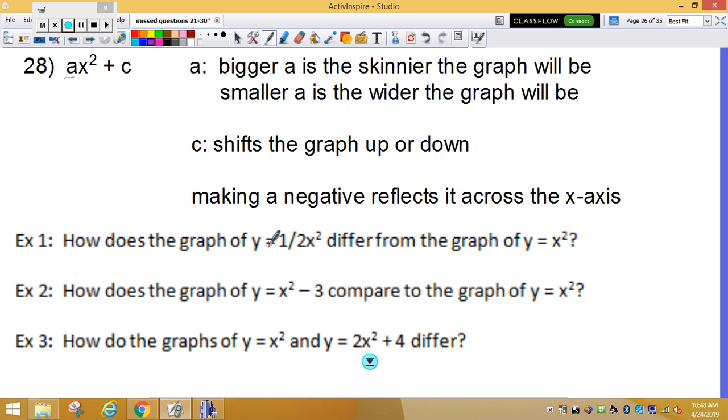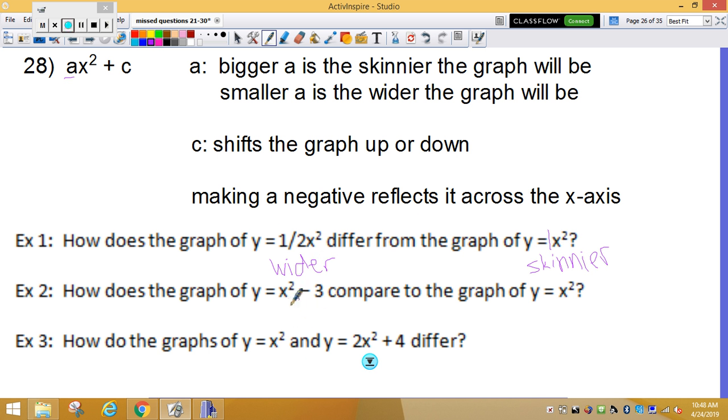So let's look at these. This is a 1/2, and this is a 1. Well, 1/2 is smaller than 1. So this one's going to be wider. And this one's going to be skinnier. The bigger the A is, the skinnier it is. So this is skinny and this is wide.